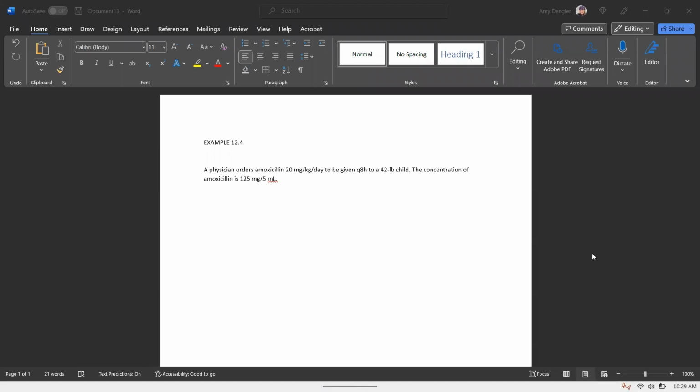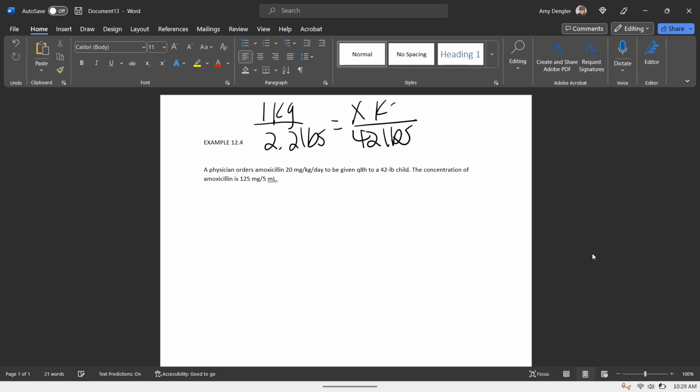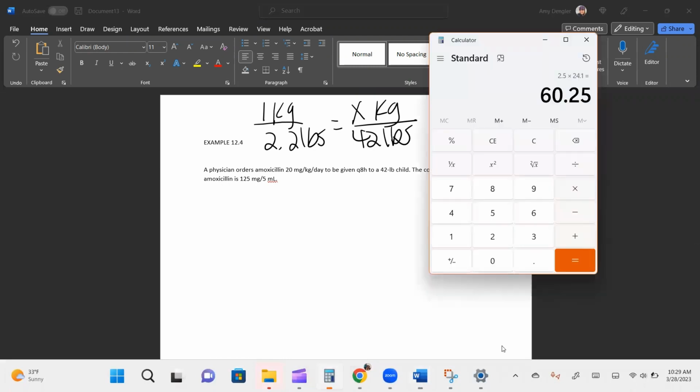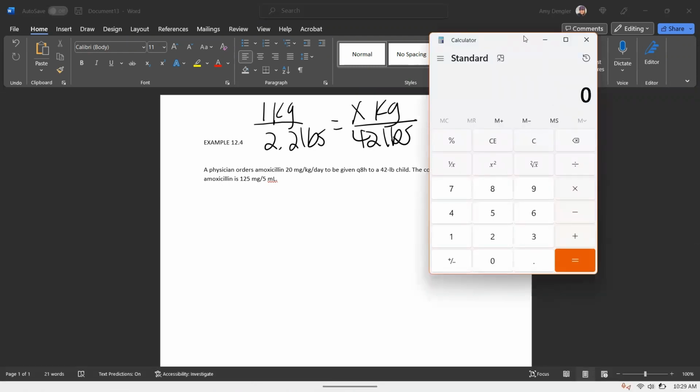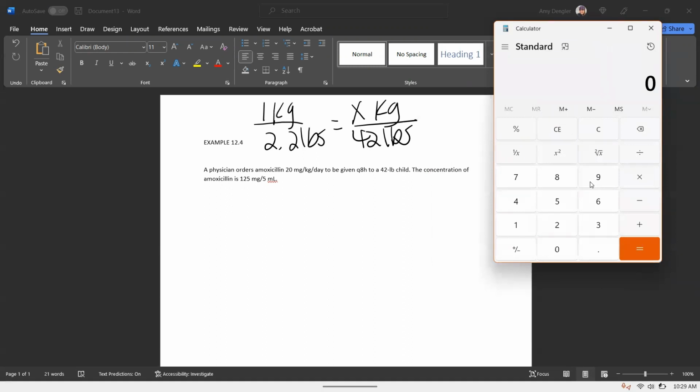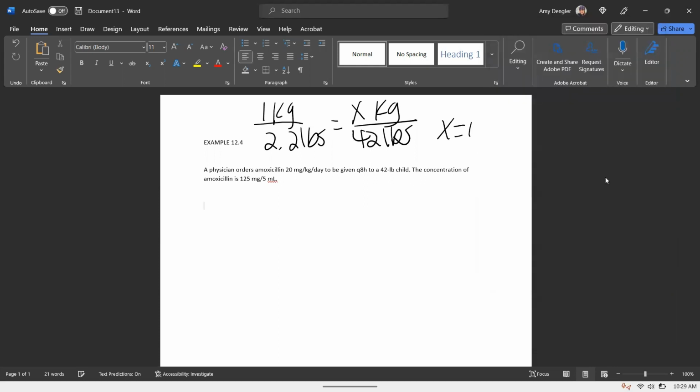So of course we have our example with a 42-pound child. So 1 kilogram is equal to 2.2 pounds. And we have 42 pounds. So we can do this proportion just like we've done for the other examples, but there's one little trick when it comes to this problem: you can just take their weight and divide it by 2.2, which in this case looks like 19.1.